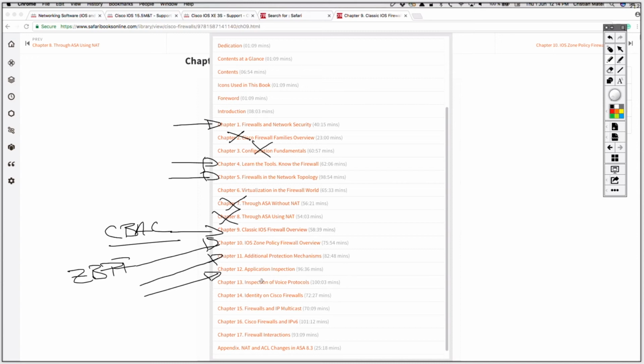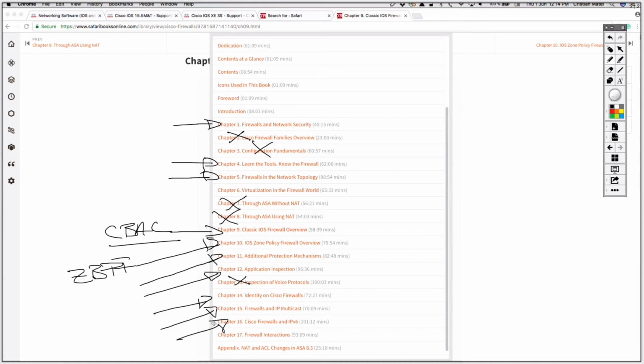Now for inspection of voice protocols, you can read about it, but it's not really required for what we're going to be doing and getting in the lab exam. Identity, you may also read in there to be able to understand authentication proxy. You're going to use it later on throughout the week. And then, of course, a couple of insights on how firewalls deal with multicast, chapter 15. That's going to be likewise an interesting read. And of course, chapter 16 about IPv6 support for firewalls.